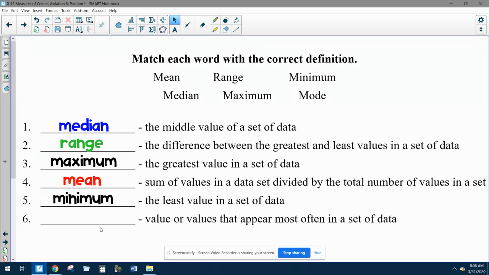So mean is just another word for average. And lastly, the value or values that appear most often in a data set, that is called the mode of your data set. So here we have mean, median, mode, and range. Again, mode being what appears most often. So we're going to talk about how we calculate each of these pieces, and then we will do an example together so you can try some on your own.